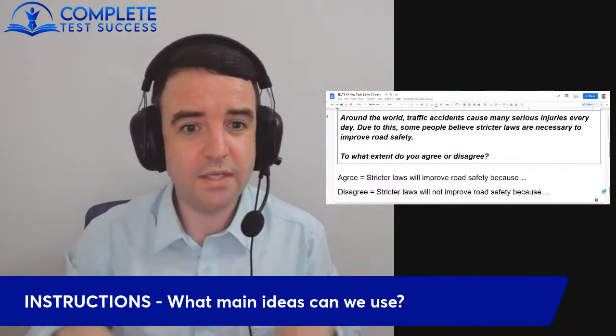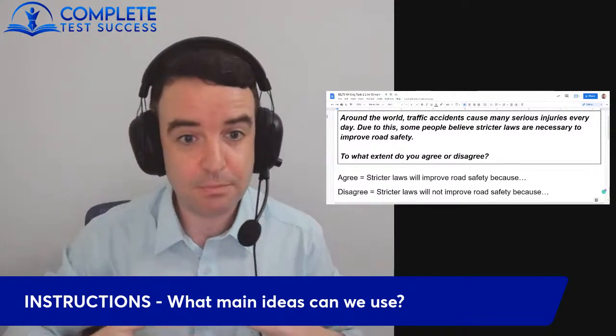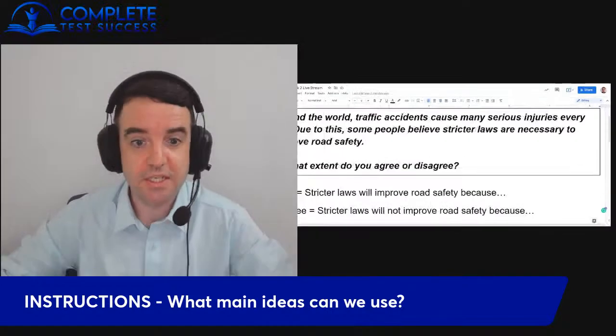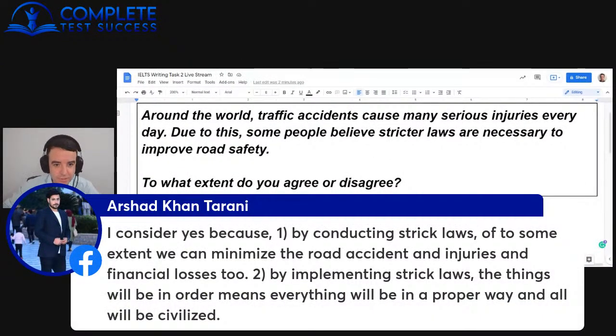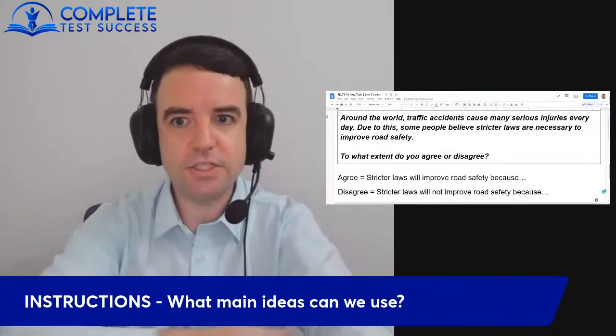But why? Why are you agreeing? So it's not enough to just repeat the concept as you've done here. You can't just repeat what the question says. You have to say why you think that. So this doesn't work. Number two, by implementing strict laws, the things will be in order, means everything will be in proper way and all will be civilized. Why? So again, you can't just describe the outcome.